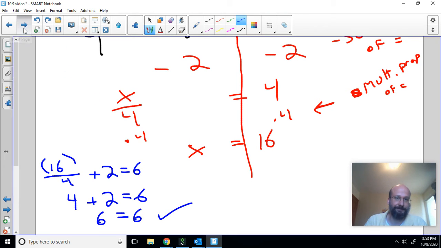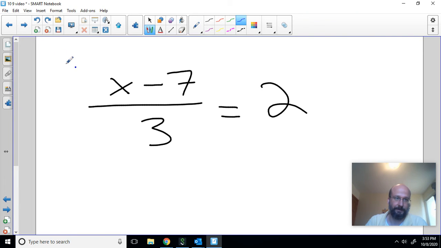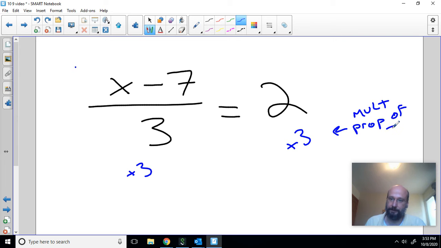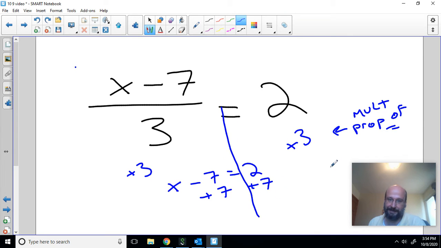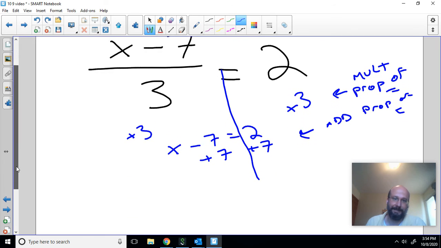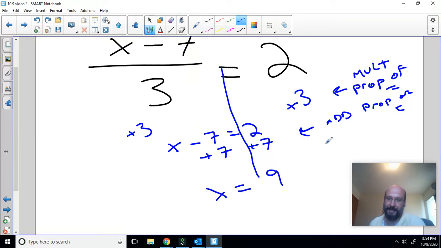All right, let's do another one. Another two-step. On this type of problem, our first step is to multiply the bottom number of a fraction. So our first step, we're going to multiply both sides times 3. And when you multiply on both sides of an equal sign, that's called the multiplication property of equality. So that gives us, these cancel, x minus 7 equals 2. I'm going to add 7 to both sides. And when you add to both sides, that's called the addition property of equality. And that gives me x equals 9 as my answer.